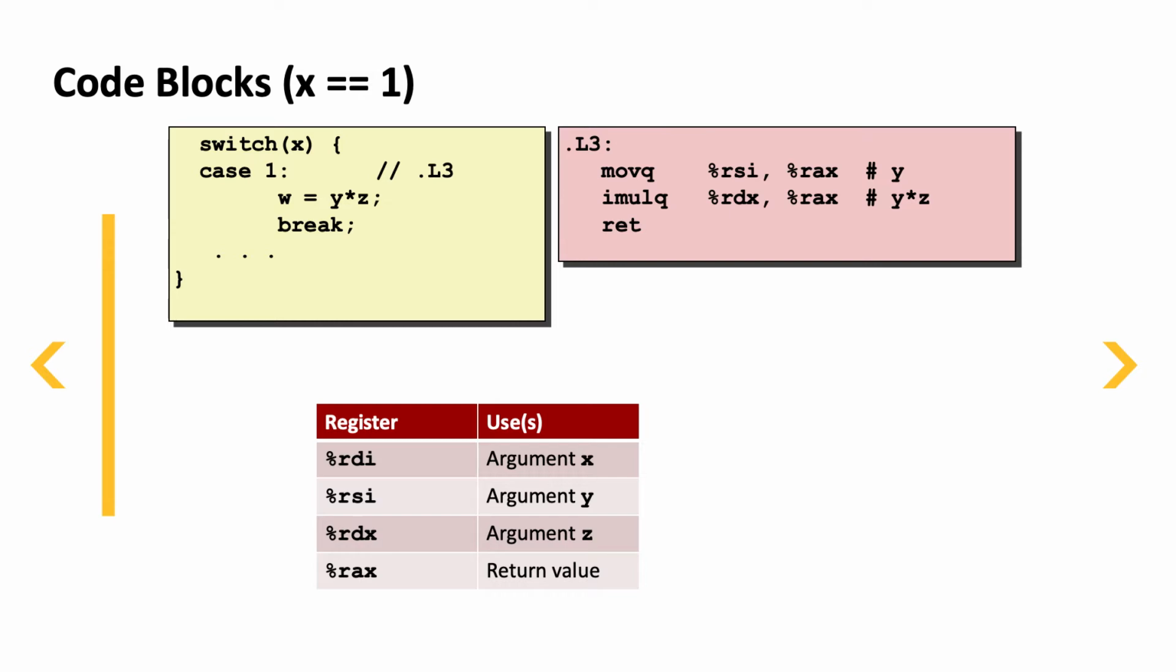So this is pretty simple, right? We're going to move RSI to RAX, and RSI has y. So we'll just take y, dump it into RAX. Then we'll multiply y times z, store the result of that in RAX. Oh, hey, look at that. We've got the result of y times z sitting in RAX, which is where the return value lives. So then we just return. So nice and simple. Pretty much, again, a one-to-one kind of thing.